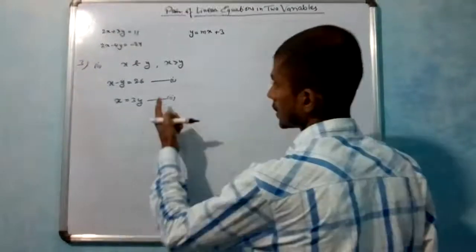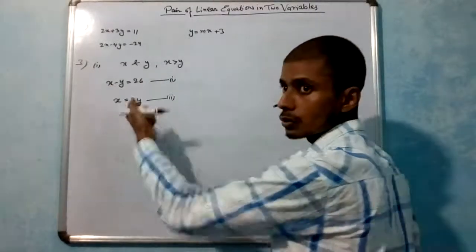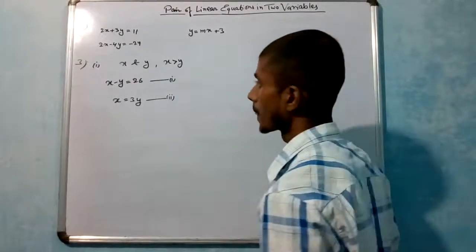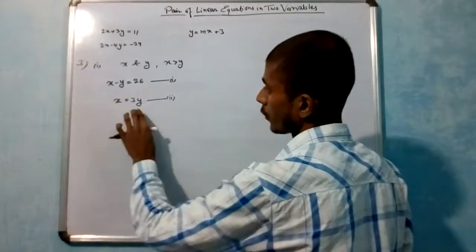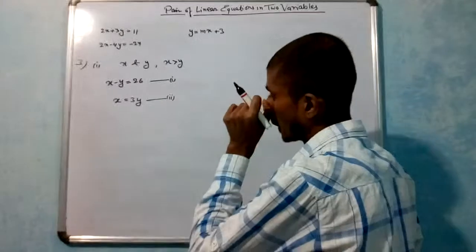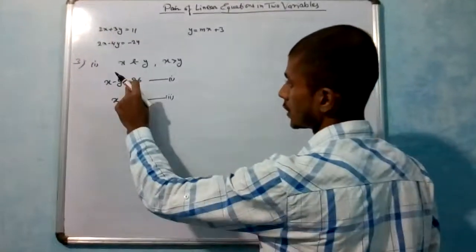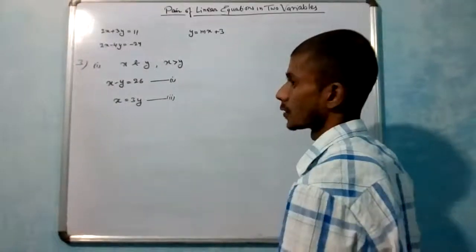Now, see here. Here no need to go into the equation first and get x is equal to 26 plus y like that. Here no need. Why? Because already we have it in this form, x is equal to 3y. So we just have to substitute this in equation 1.